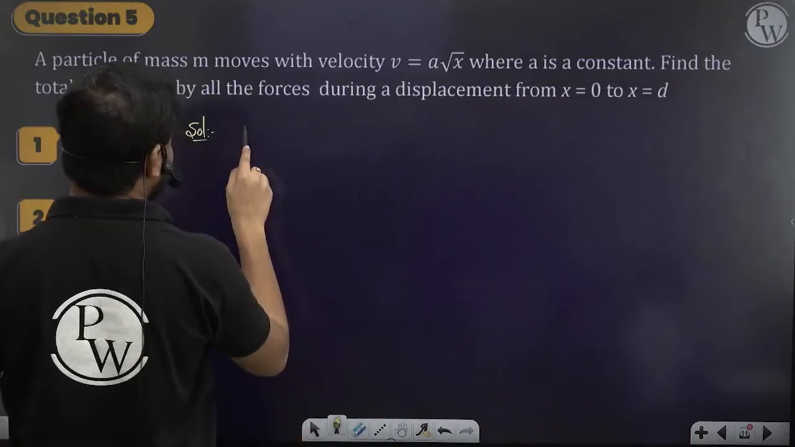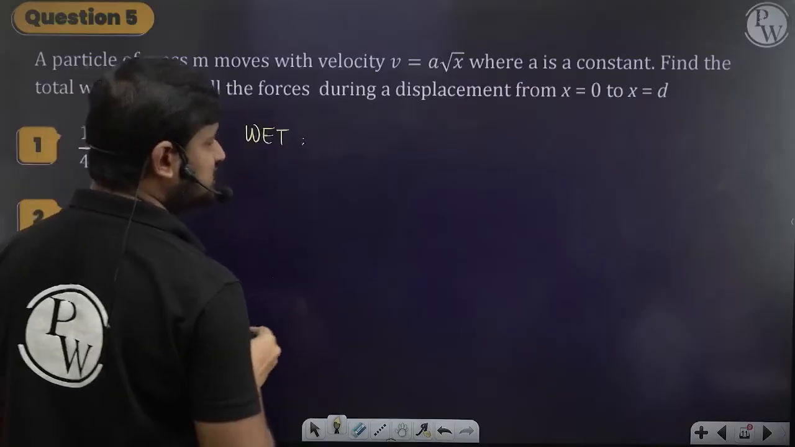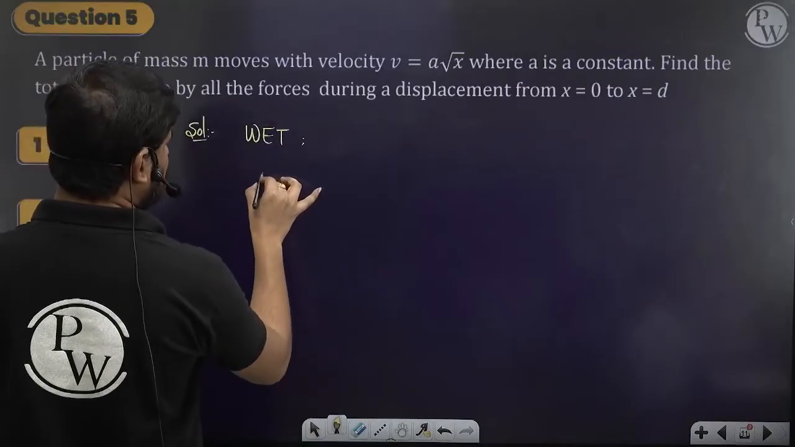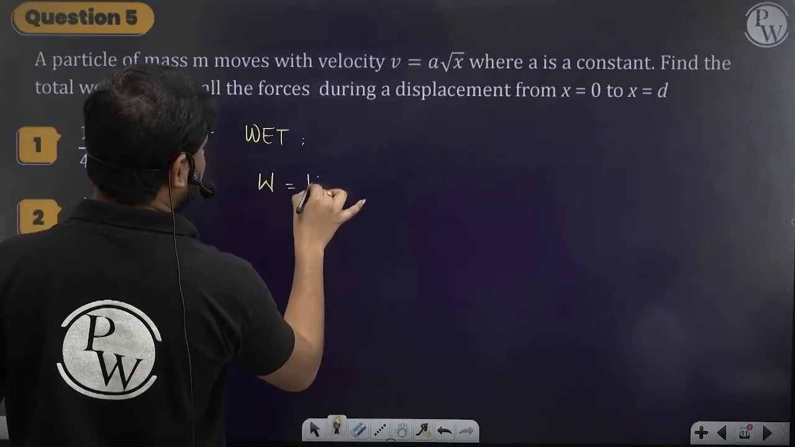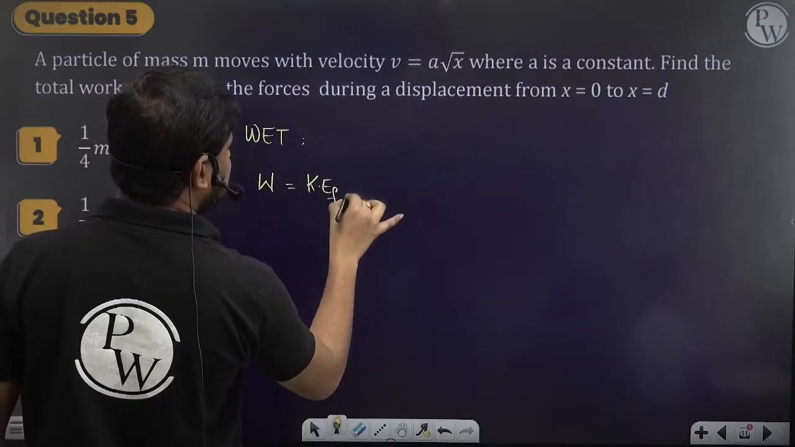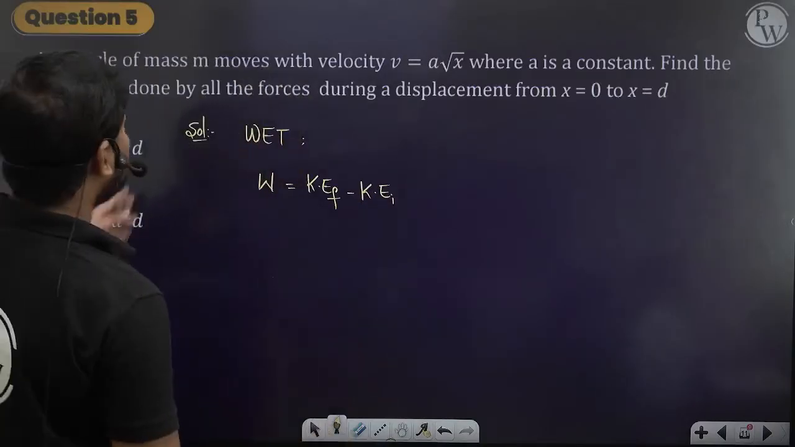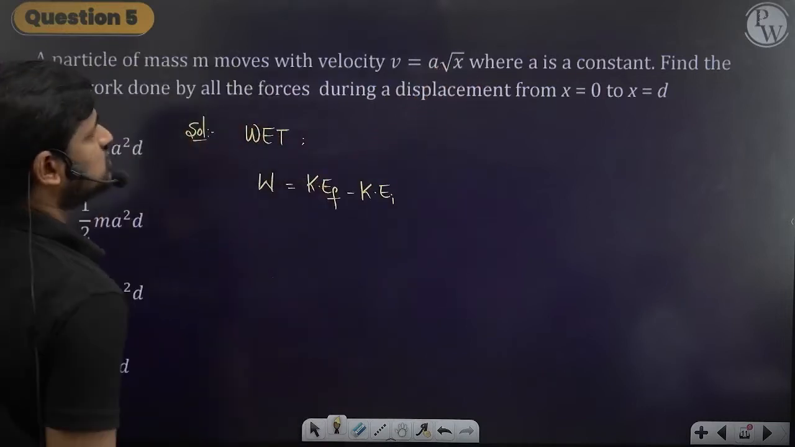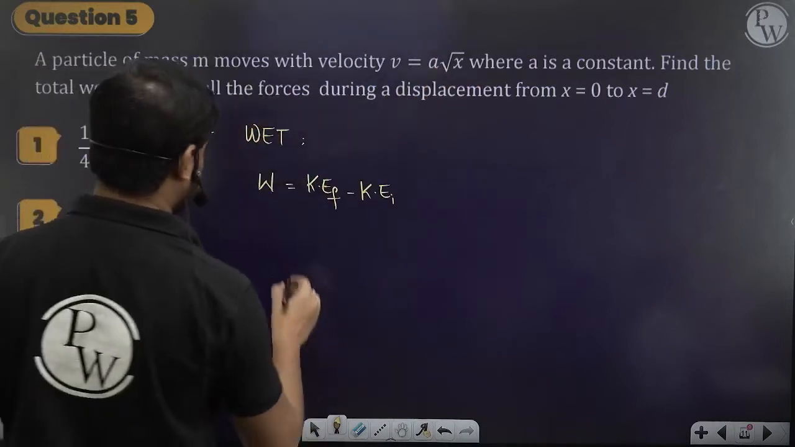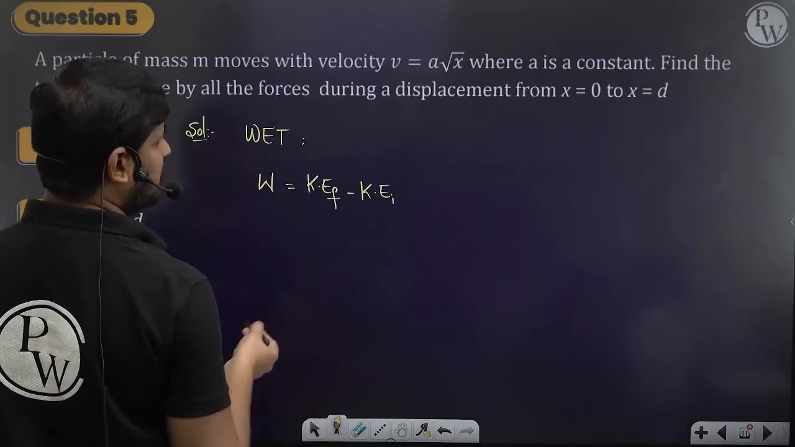So I am using the work-energy theorem. What does the work-energy theorem say? The work done is equal to the change in kinetic energy, so kinetic energy final minus kinetic energy initial. So a particle of mass m moves with velocity v equals root a x. Okay, fine. So find the total work done, with the displacement x equals 0 to x equals d.